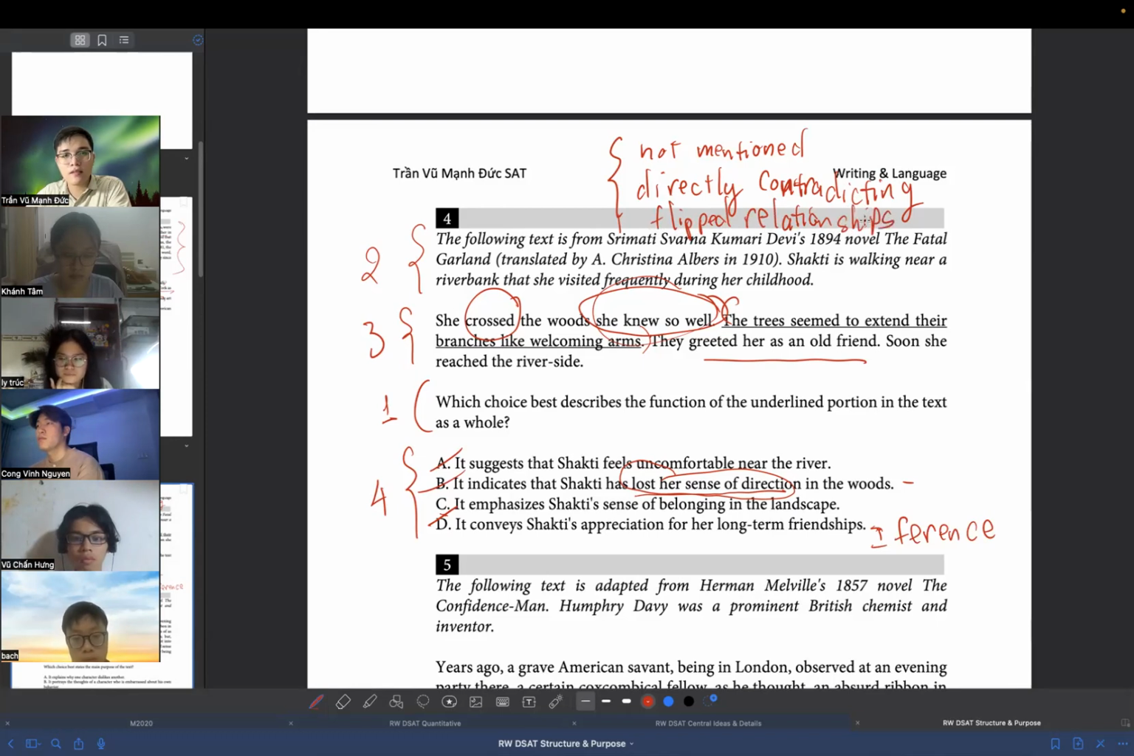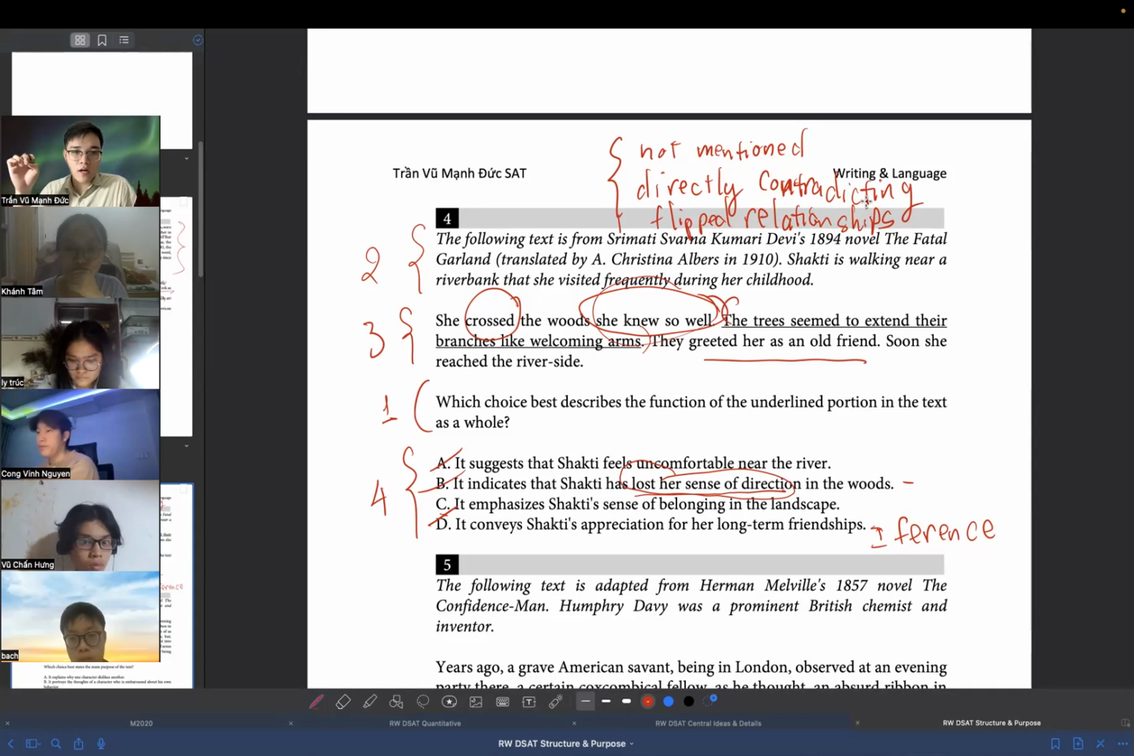That means it is just cherry picking the words in the paragraph, but actually it is inserting them in a way that makes it wrong. For example, if I say "she crossed the river she knew so well," that means I'm selectively picking the words to make the sentence as close to the original sentence as possible, but I just change up one word and it will be wrong because of cherry picking. This is flipped relationship, and it can occur vice versa in one way, shape, or form. So pay extra attention to that.